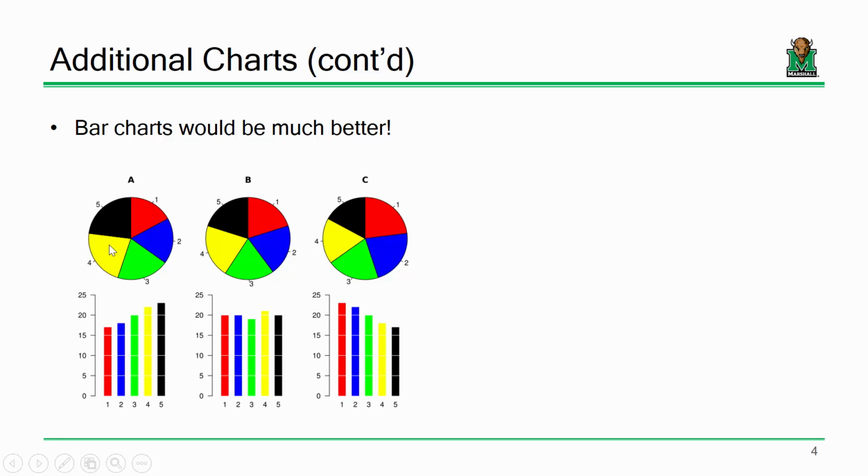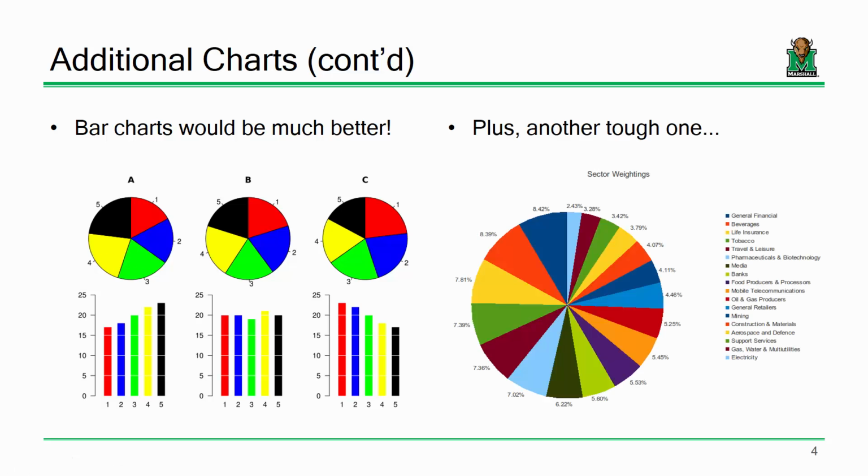Now, there are ways to put data labels on a pie chart, but by the time you do that, you might as well not even have a figure. It might as well just be a data table if you're putting the labels on the pie chart. So bar charts are better than pie charts.